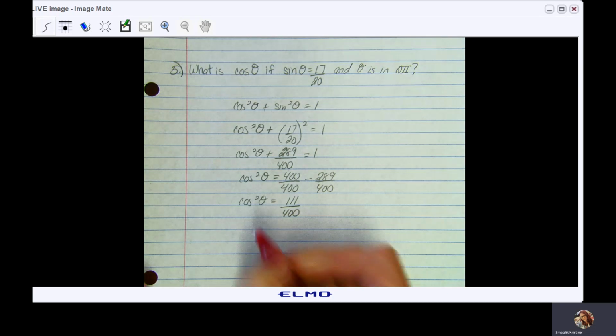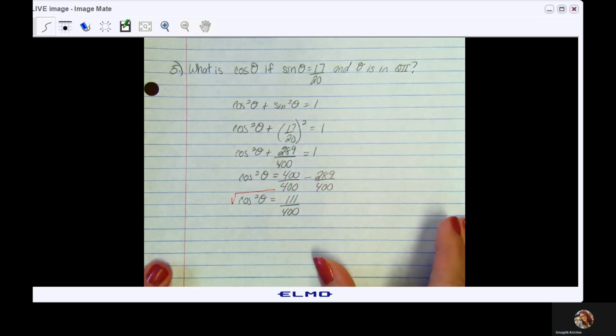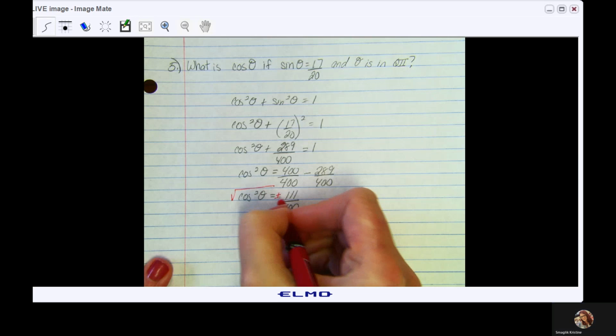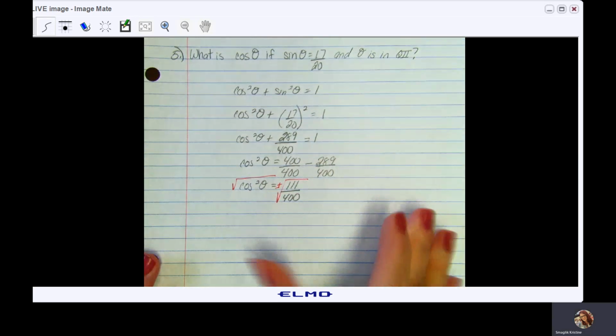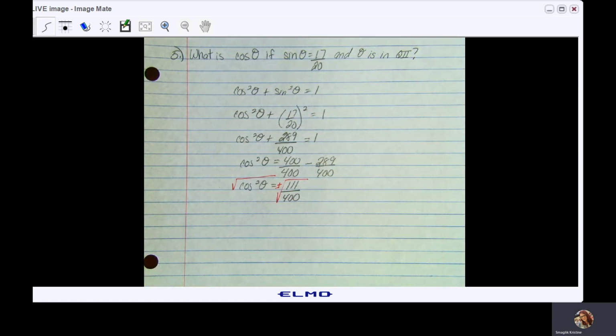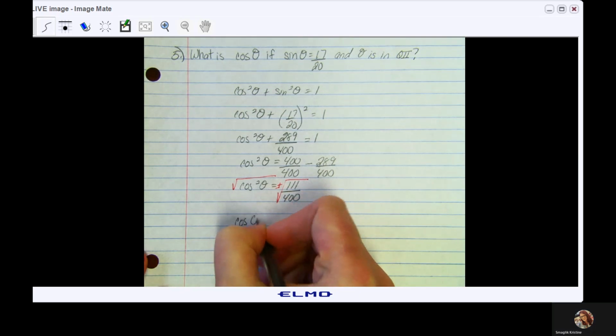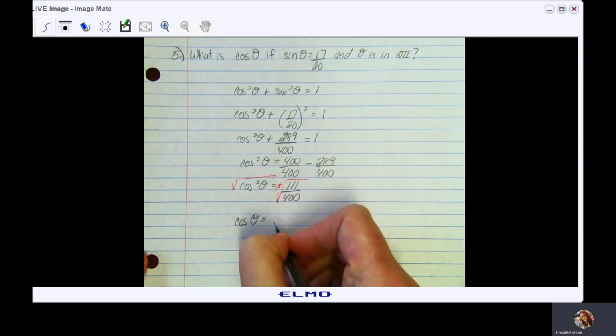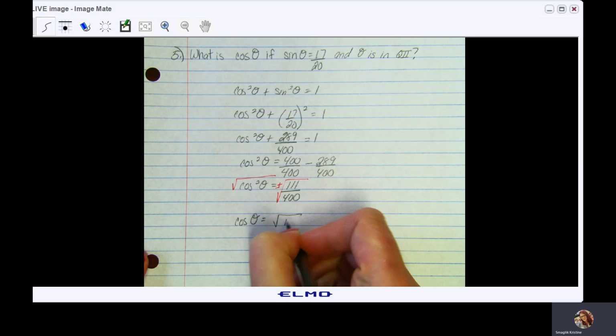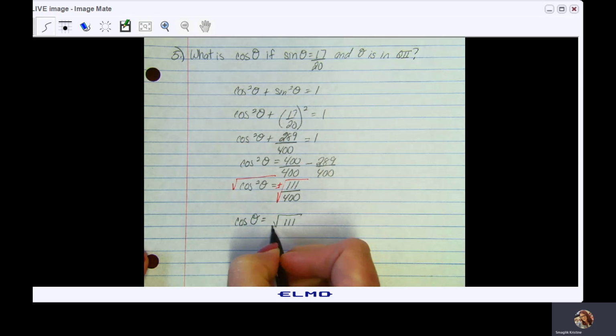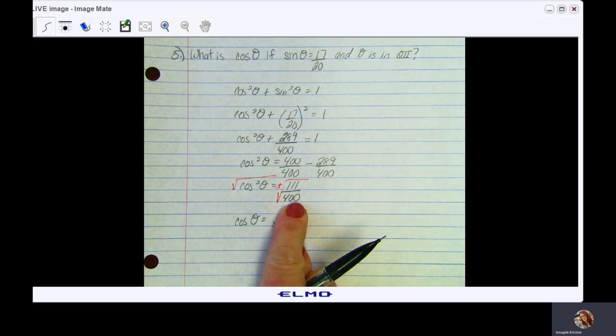And then I'm going to take the square root of both sides. So the square root of 111, I can't reduce that anymore. So that's going to stay as the square root of 111. The square root of 400 I already know because I had to square that same number to get to 400. So that would be 20.